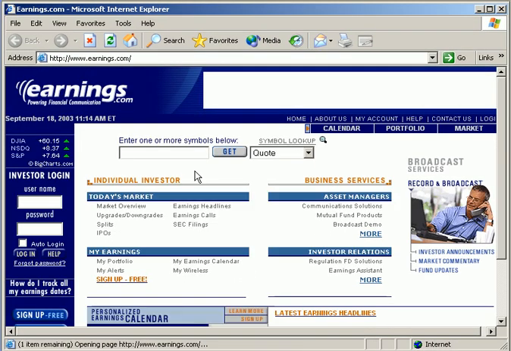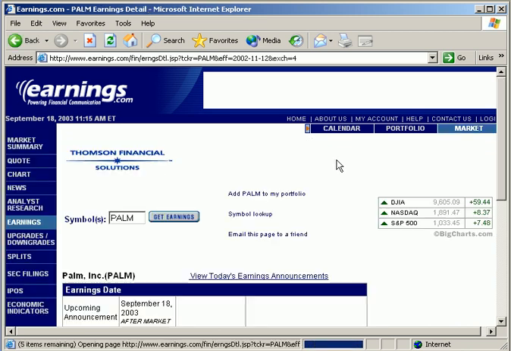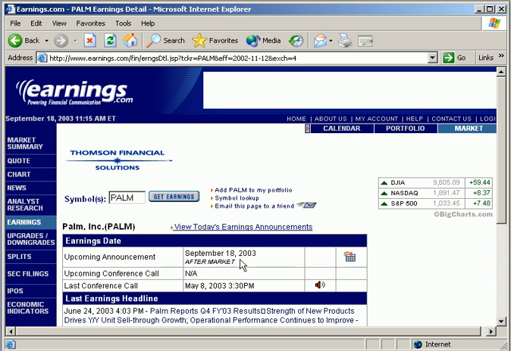Now we'll be able to put in the same stock symbol, PALM, and then we're going to change the quote here to get earnings, and we're going to hit the get button. That's going to pretty much tell us when the earnings are going to be announced. And we definitely see here that the earnings are going to be announced on September the 18th. We need to find out what date that's going to fall on. The day is the 18th itself.